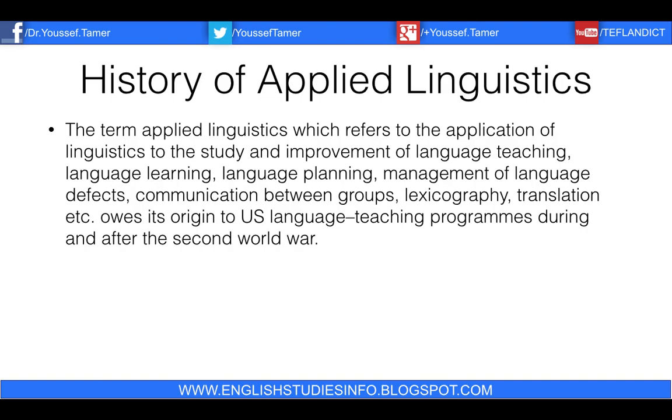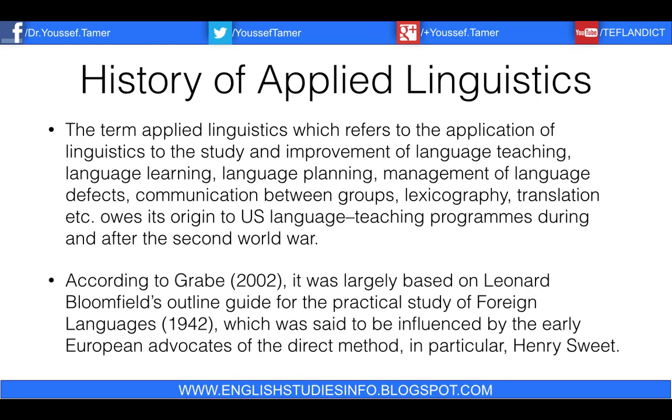So the beginnings of applied linguistics go back to the US language teaching programs during and after the Second World War. According to Grabe in 2002, it was largely based on Leonard Bloomfield's outline guide for the practical study of foreign languages. Bloomfield, you have heard about Bloomfield, I suppose. Anyway, I'm not going to go there, but the thing I'm going to focus on is this, which was said to be influenced by the early European advocates of the direct method, in particular Henry Sweet.